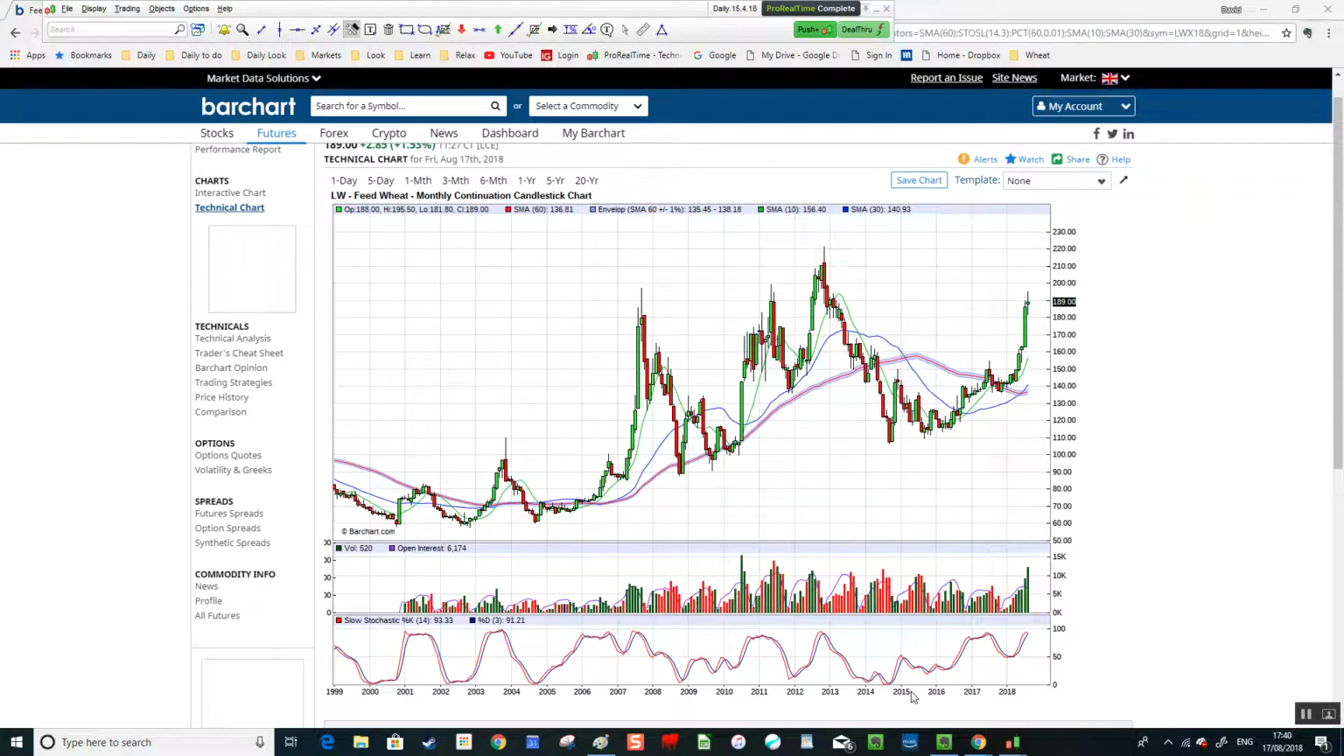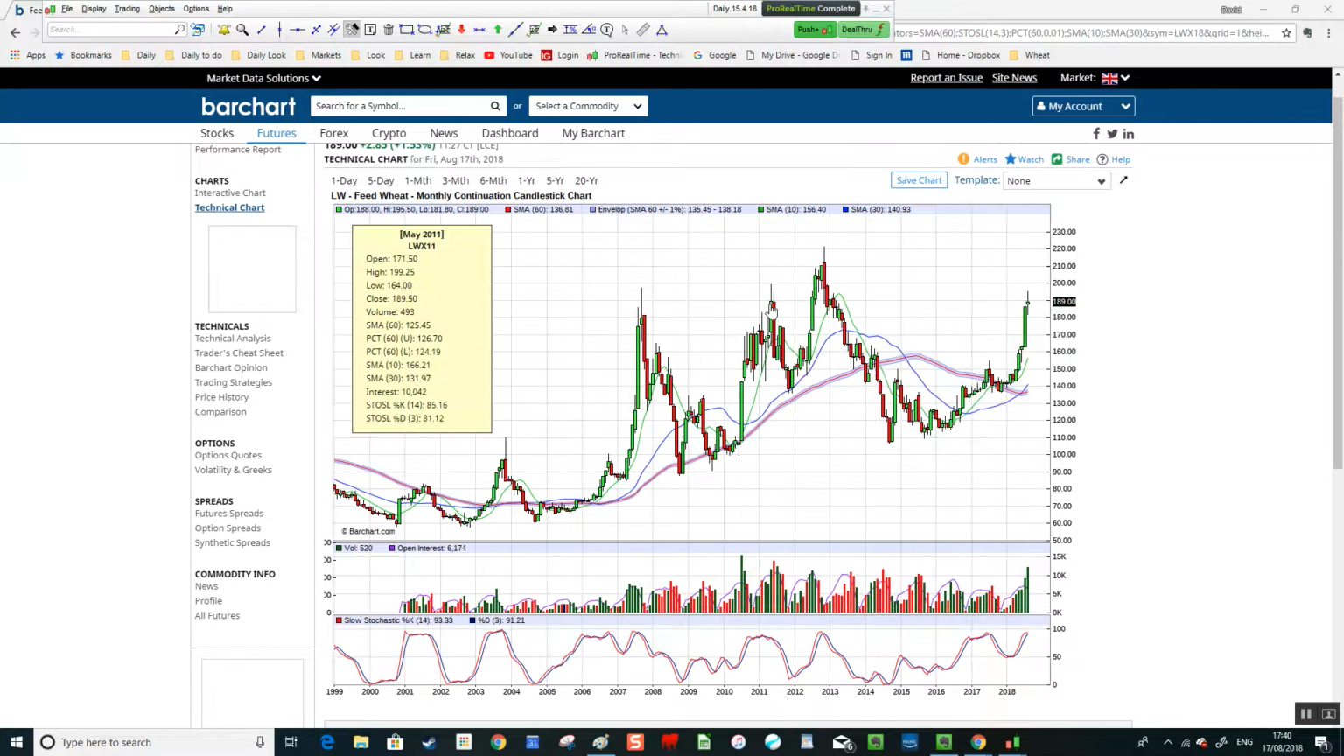Today is Friday, 17th of August, 5:40 in the evening. Looking at the November contract 2018. Markets closed. We've got the yearly chart with monthly candles in front of us. Just move a mouse over here. You can see where we are here, 189 at close tonight.